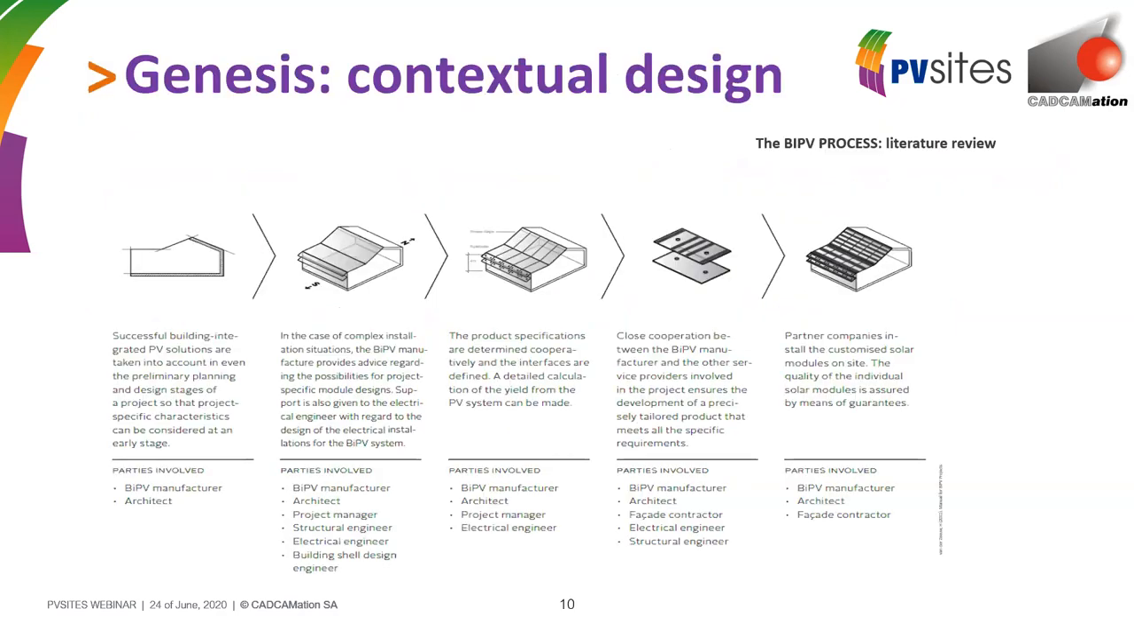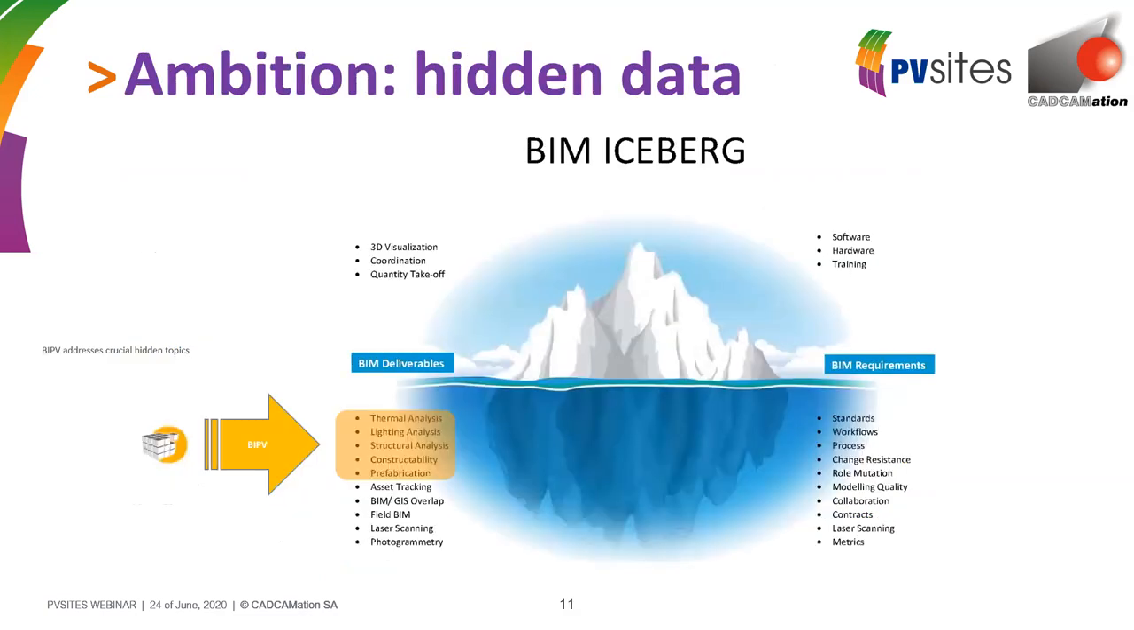The genesis of this contextual design, of course, is always architectural and concerning materials, as you know, and as you've seen before. We are talking about materials, integration of materials, and adequacy between performance at element level and on the building shape, on the building skin, and global performance, overall performance of the building itself. So the challenge is to combine material from a low level of details, low level of information, to high level of information. This is the BIPV process combined with the BIM process.